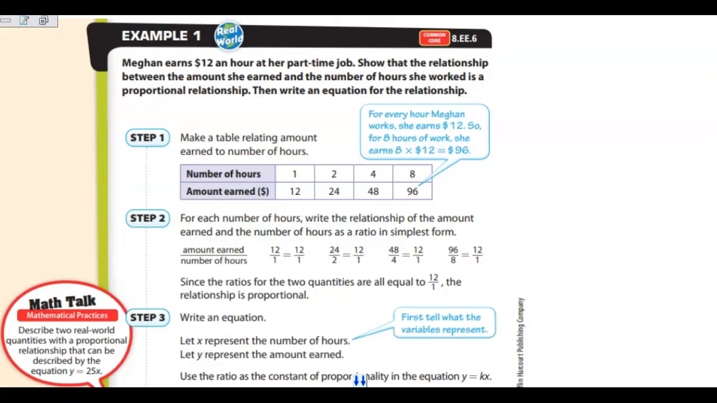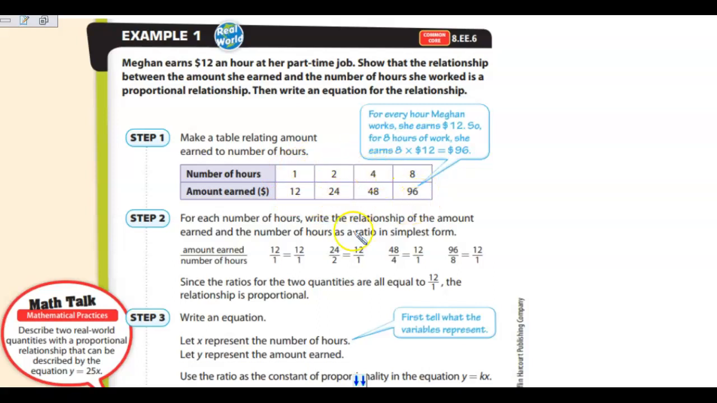So in example 1, Megan earns $12 an hour at her part-time job. Show the relationship between the amount she earned and the number of hours she worked is a proportional relationship. Then write an equation for the relationship. So if she works 1 hour, she makes $12. If she works 2 hours, she makes $24. If she works 4 hours, she makes $48. And if she works 8 hours, she makes $96. And we know this because we can take 1 times 12 gives me 12. 2 times 12 gives me 24.